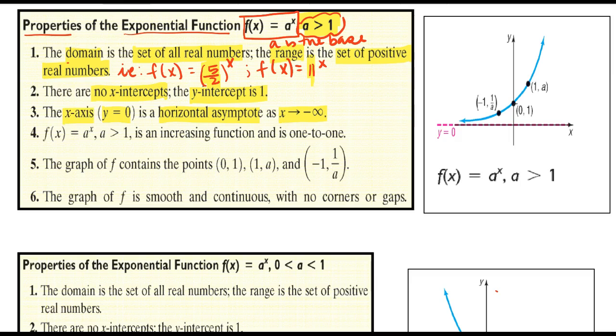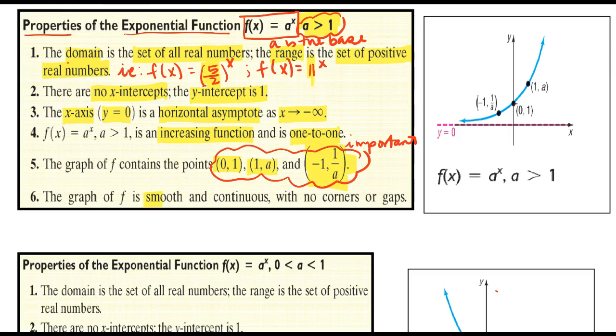Okay. For this particular function, it's going to be an increasing function, and it's always 1-to-1. Because it's always 1-to-1, when you are looking for an inverse function, it will also be a 1-to-1 function. This particular graph has 3 points: (0, 1), (1, a), and (-1, 1 over a). You will need to know these points. These 3 points are so important, okay? You have to know those points. You don't need to memorize them. Just understand that when I'm asking for 3 points, I'm really asking for this.